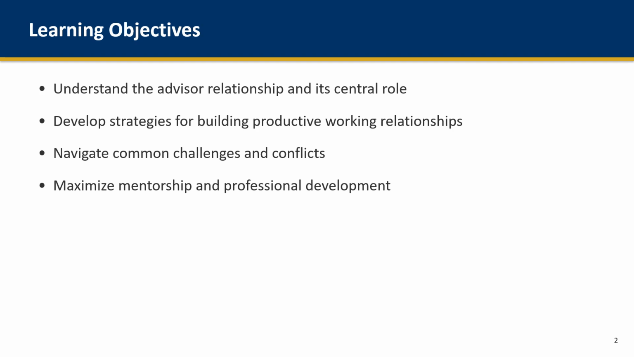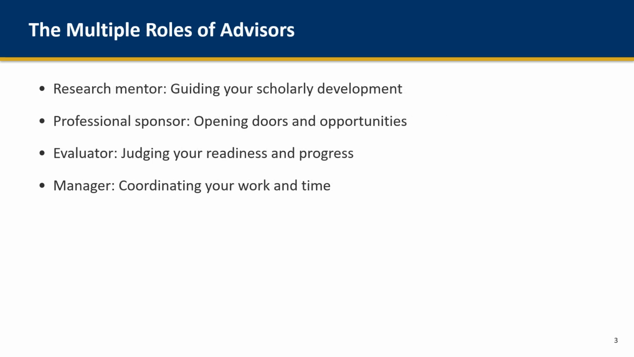Let us begin by understanding what the advisor relationship actually is. Your advisor plays multiple roles simultaneously, each with distinct expectations and implications for your relationship. Understanding these roles helps you navigate the relationship's complexity. As research mentor, your advisor guides your intellectual development, helping you become an independent scholar. They teach you how to think about problems, how to conduct research, and how to participate in scholarly conversations. This mentoring role is about growth and learning over time.